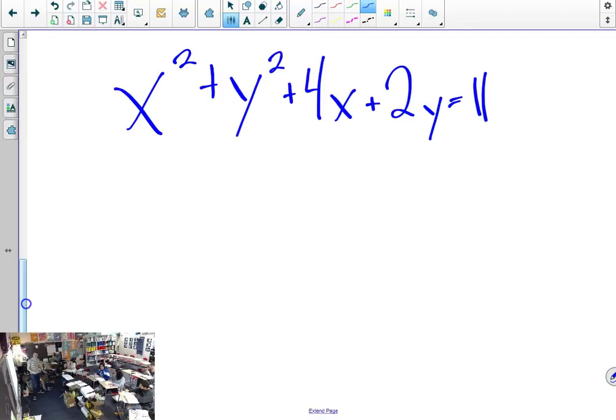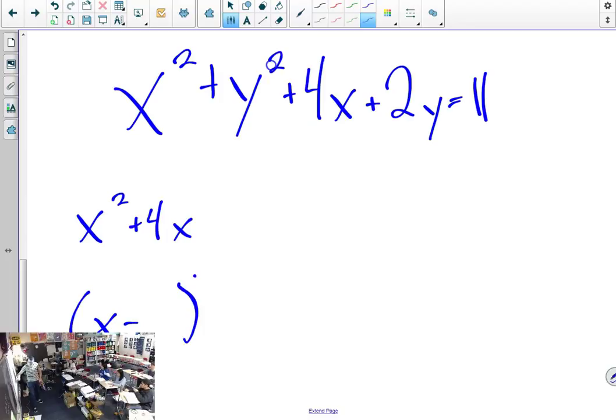All right, so we want to put our similar terms close to each other, right? So x squared plus 4x, and we're working this to an x minus something squared, or plus, depending. You don't have to. So what are we gonna do here?